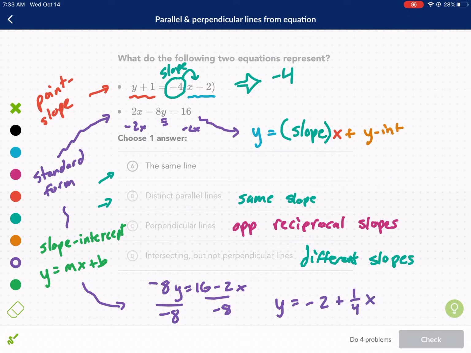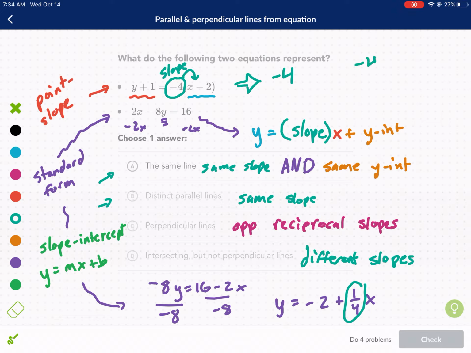1/4x. Now, the y-intercept is not important. For essentially all of these, the only one where it's important is with the same line, which needs to have the same slope and the same y-intercept. So the only time the y-intercept is relevant is if we're looking to see if it's the same line. In this case, we don't care because we see that we have different slopes. The first one was -4. This one is 1/4. So how are they related?